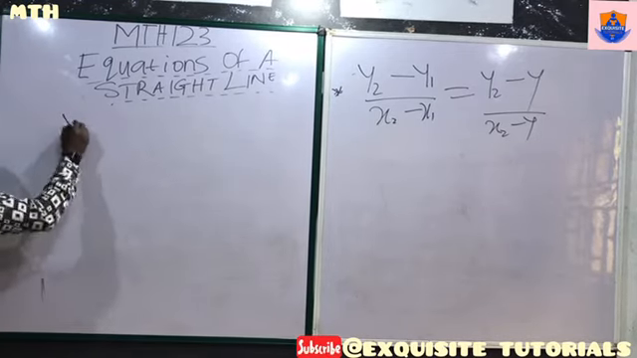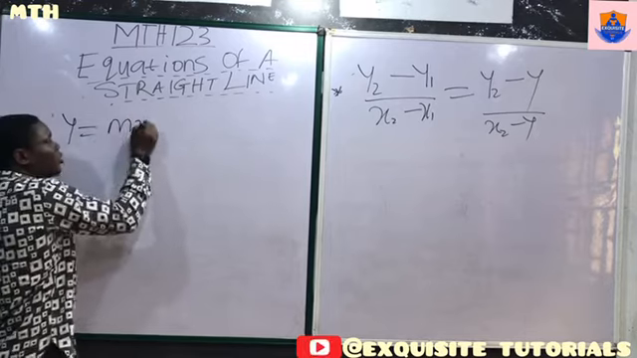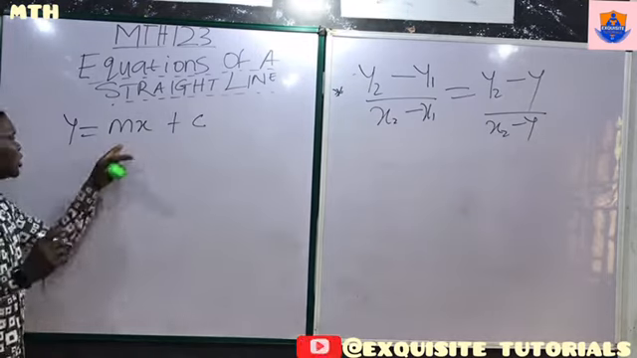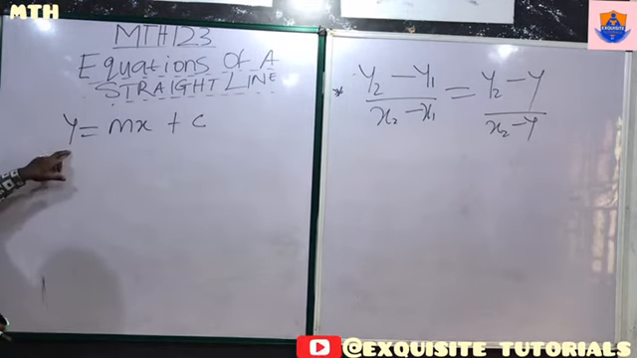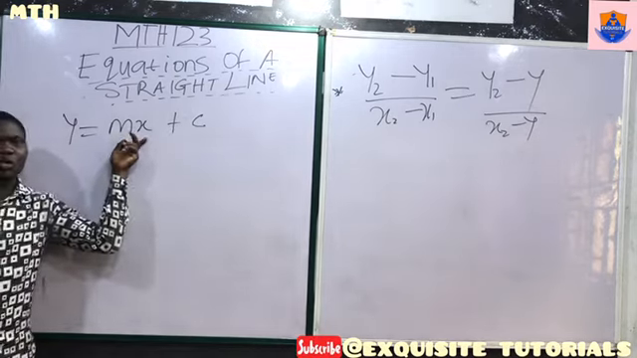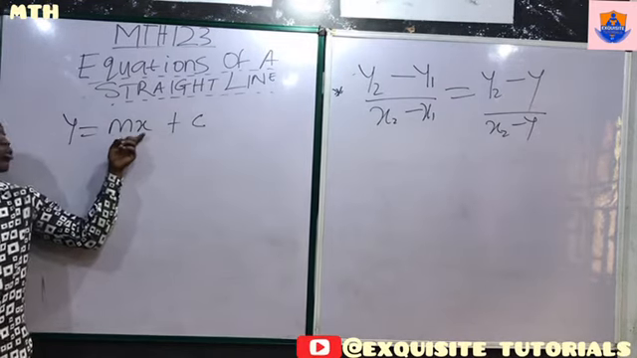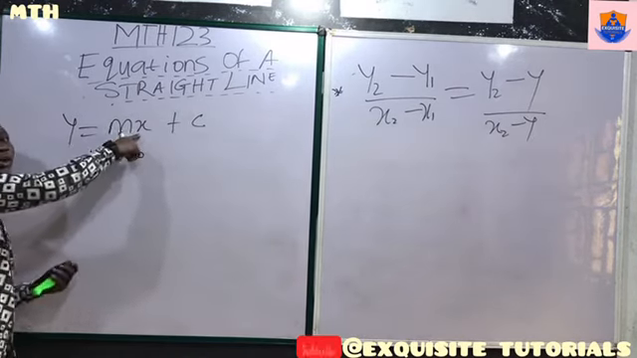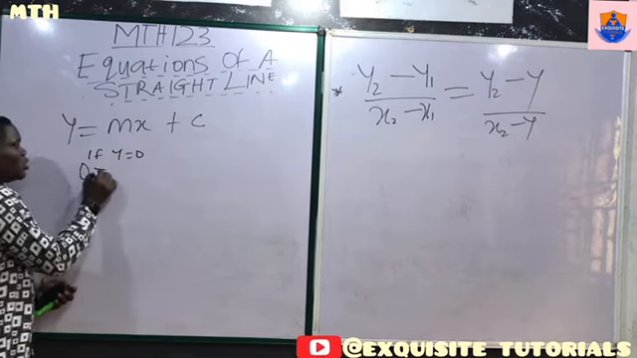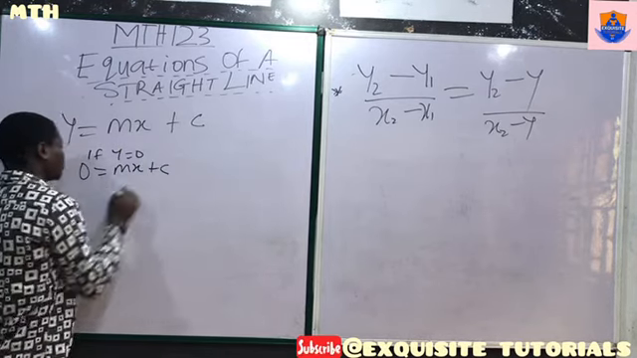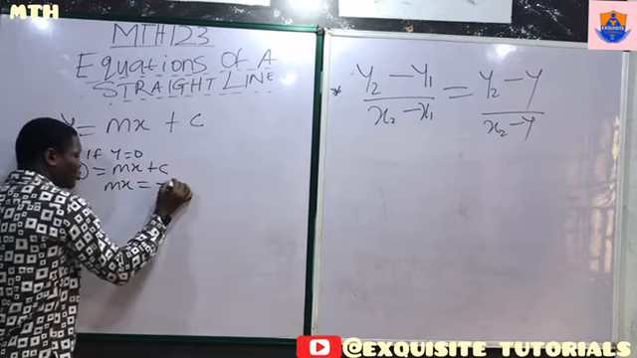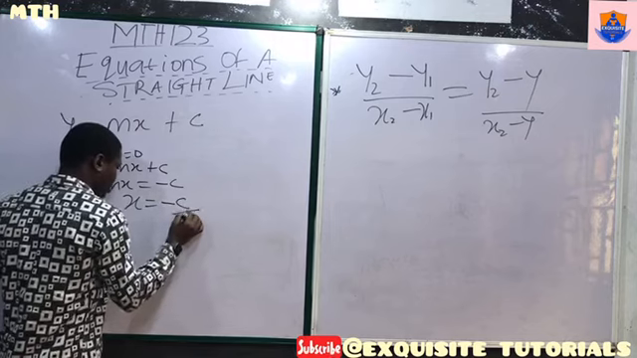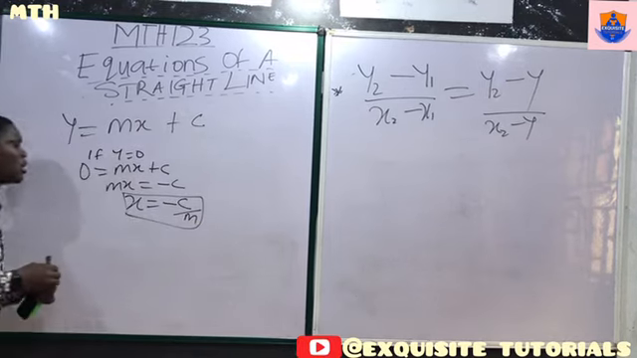Since we have agreed that the equation of a straight line can be written as this, where c is the intercept on the y-axis and m is the gradient. Now we said if y is 0, the x you get will be the intercept on the x-axis. So if y is 0, whatever we get for x will be the intercept. So 0 is equal to mx plus c. mx is equal to minus c, and x is equal to minus c over m.